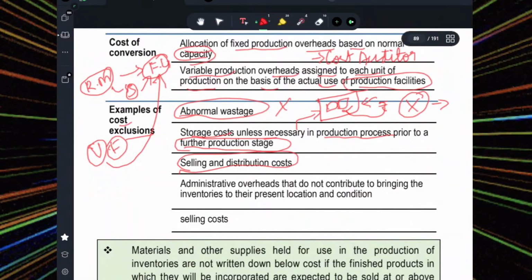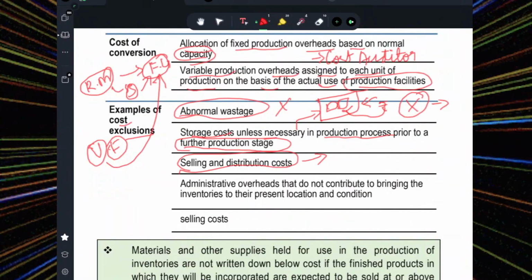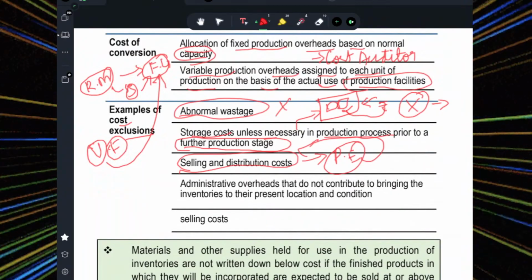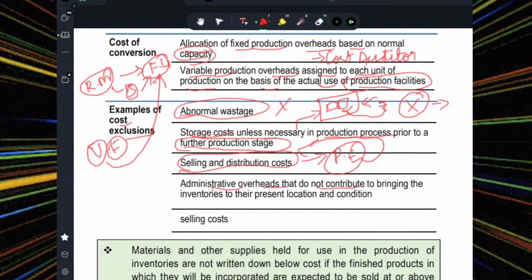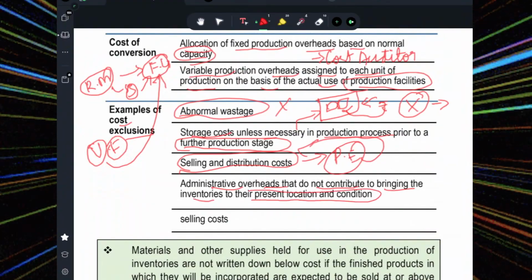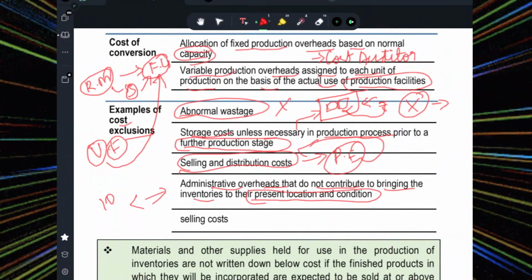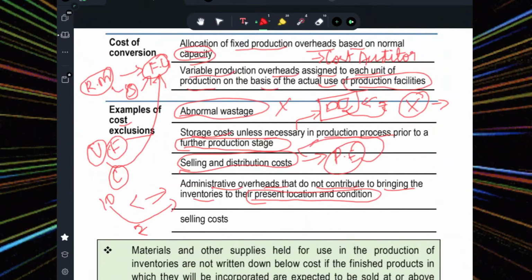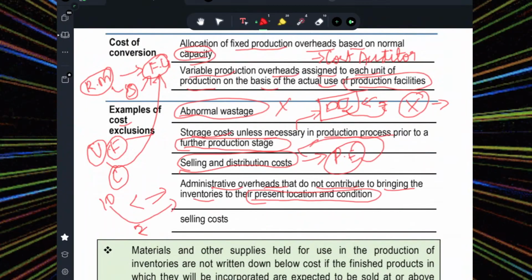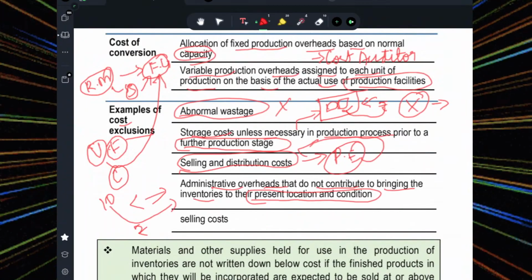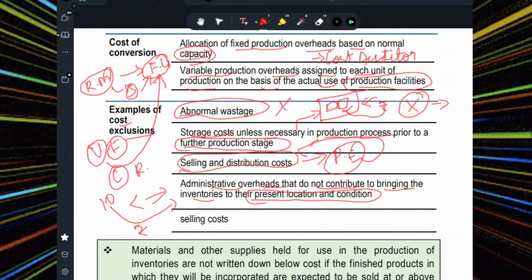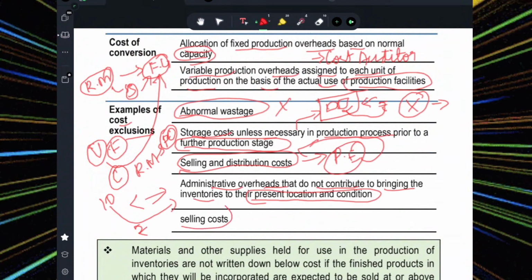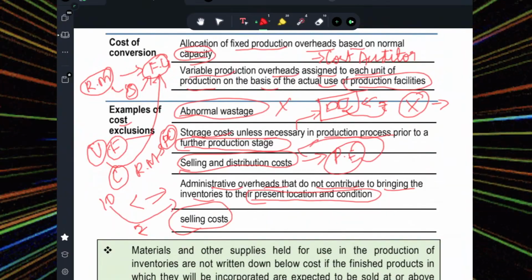Selling and distribution cost. I want to sell this, so for selling this I'm making promotional expenses. Is the promotional expense to be added to the cost of the goods? No. Administrative overheads that do not attribute to bringing the inventory to its present location and condition. I have 10 staff in my company. Do I need to add their salary to the cost of the goods? No, because they're administrative expenses. Only the expenses to bring it to the place where you want to sell, from raw material to finished goods or from one location to another, count. Other than that, you can't attribute it to cost. And the selling cost you can never add.